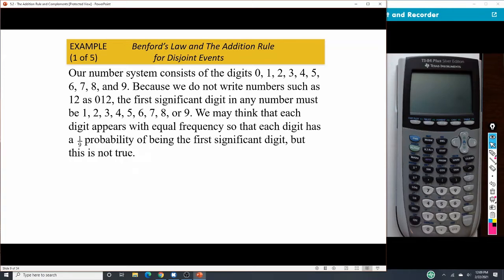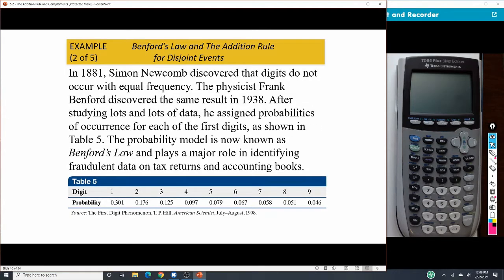All right, so here's another example. We have our number system, 0 to 9. Now, if we're going to actually write a digit, we never start with a 0. And so the probability of the first significant digit is only 1 out of 9. Now, Simon Newcomb discovered that these typically don't happen with equal frequency. And so he came up with this table of probabilities that the first digit will be one of the numbers 1 through 9.